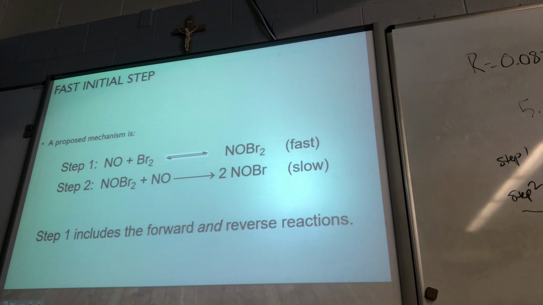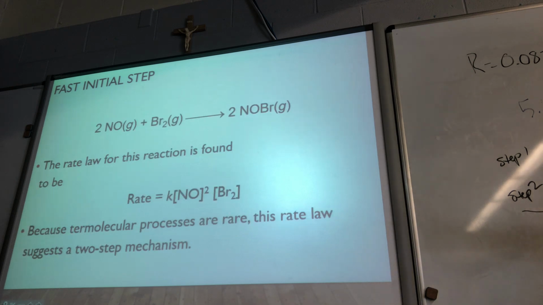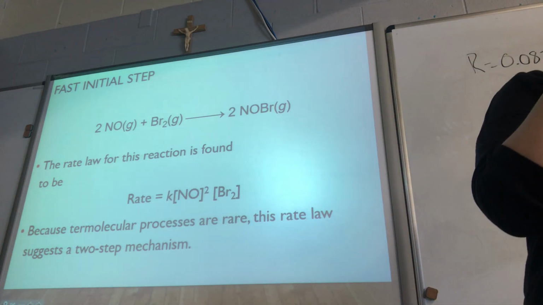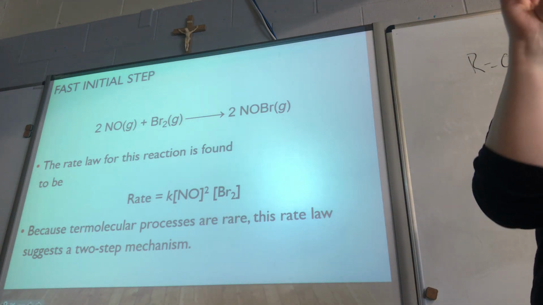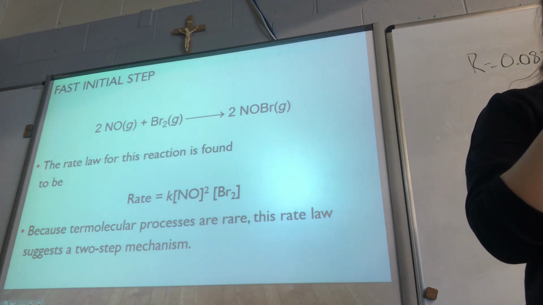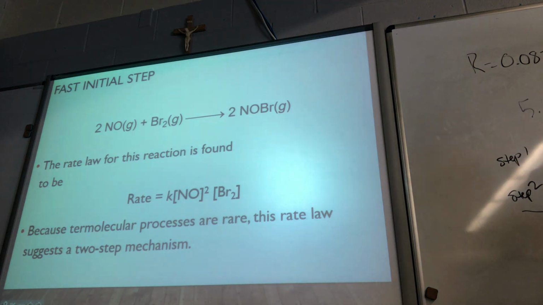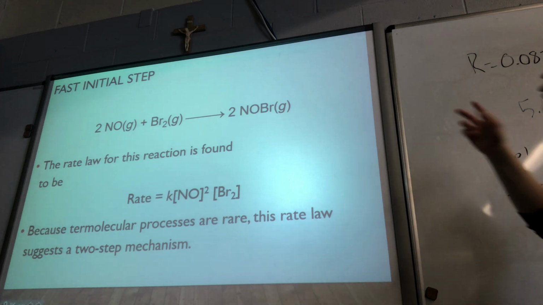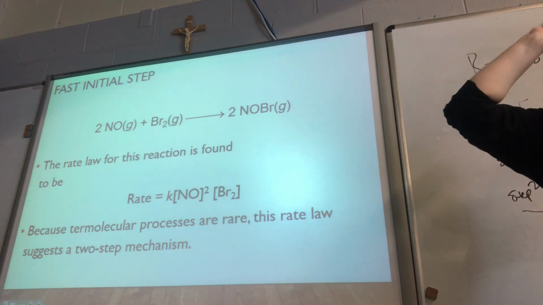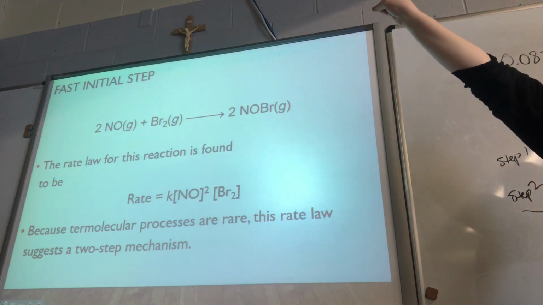A couple of things. With our fast initial step reaction mechanisms, here's one rule. The first reaction is going to be fast and reversible. That's the first rule. For a double step reaction or more that has a fast initial step, the first step will be fast, but it also must be reversible.